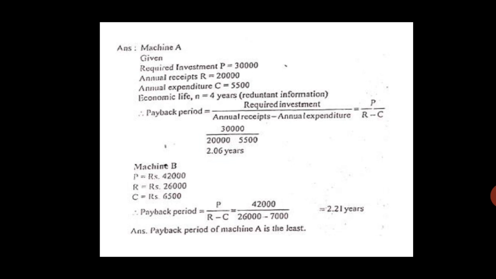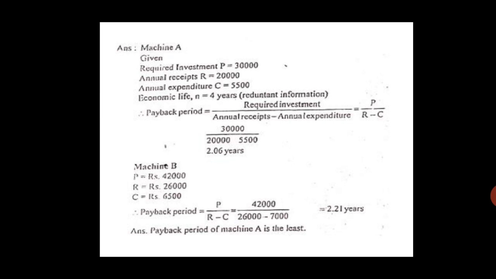Payback period is equal to required investment divided by annual receipts minus annual expenditure, P divided by R minus C. So P is 30,000 rupees, annual receipts R is 20,000 rupees, annual expenditure C is 5,500 rupees. So if you take 20,000 minus 5,500, you get that payback period is 2.06 years.